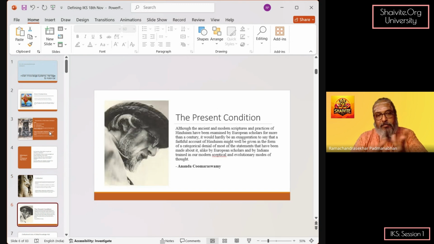So the current situation was summed up by Ananda Coomaraswamy almost 100 years back. He made it very clear that even though we will be studying Indian subjects or about India, it will be mostly through the European lens. We will be viewing it through the European lens. That's the whole funda of Oriental studies. Oriental studies is the study of the Orient from the Occidental lens.